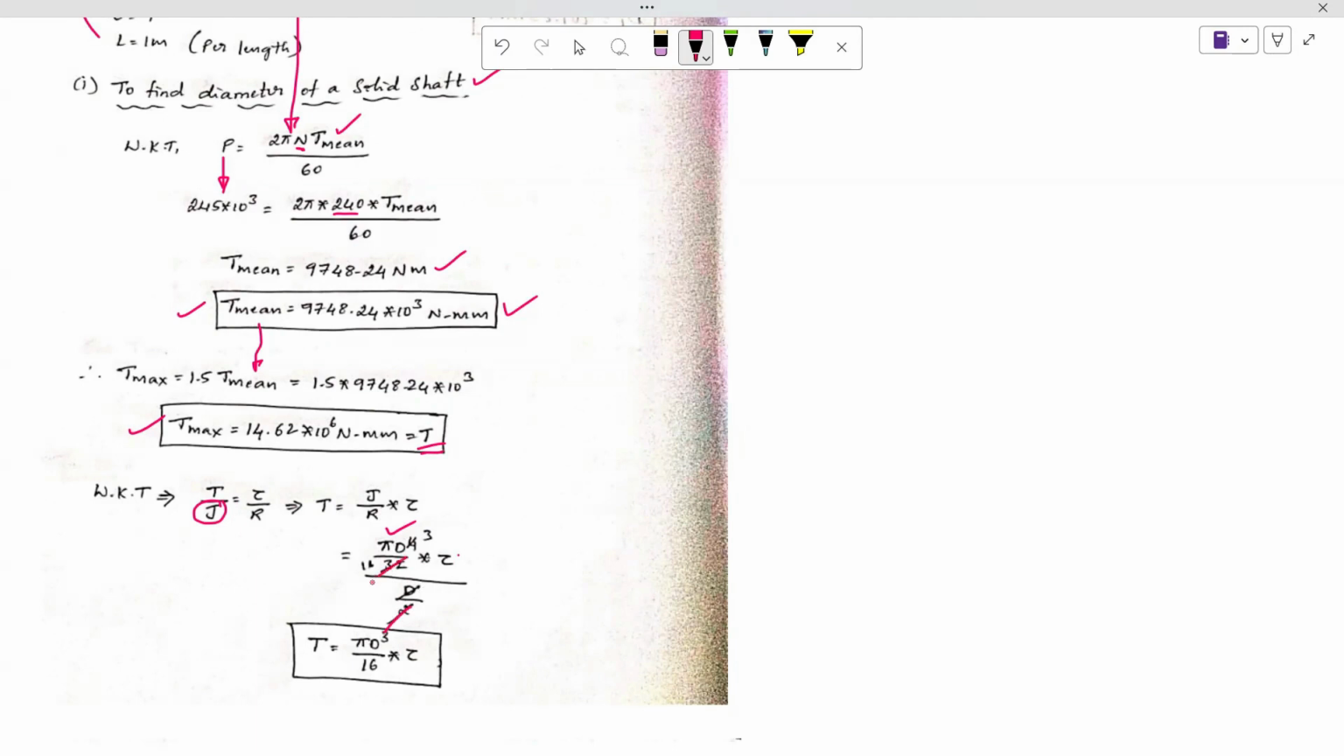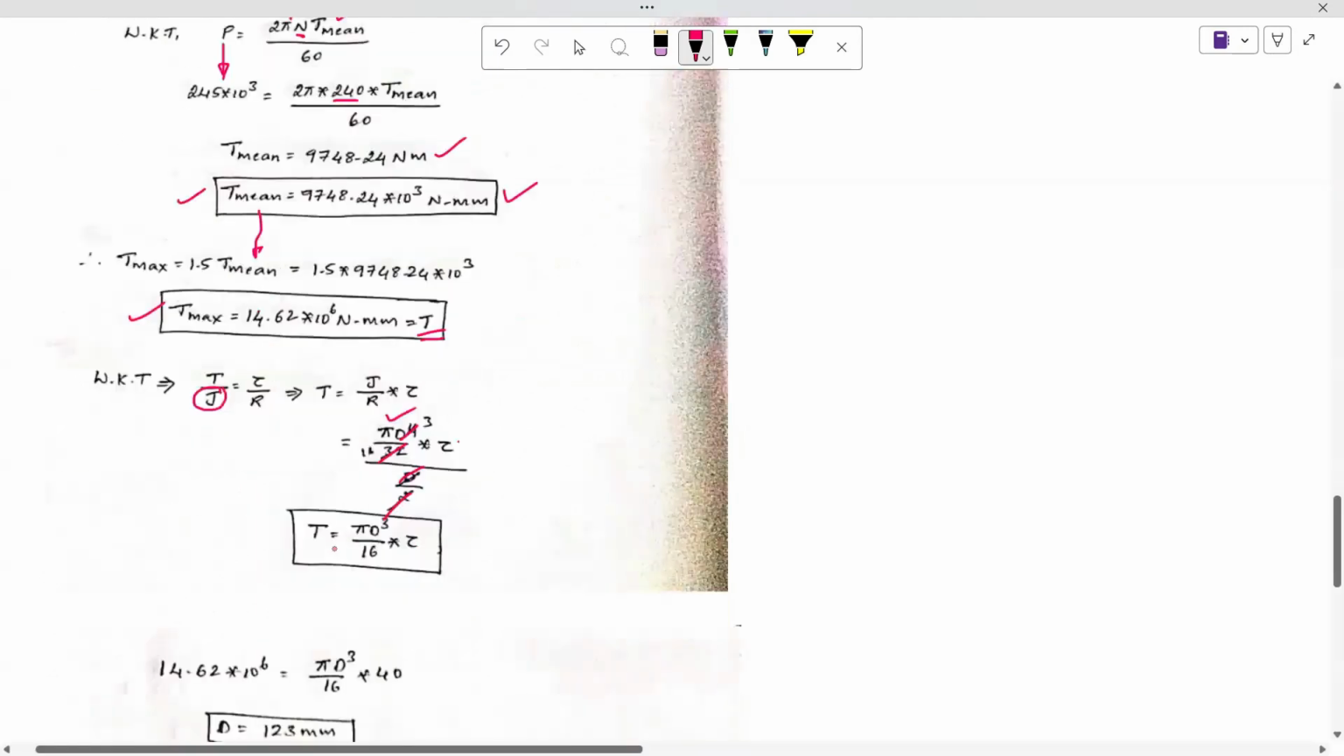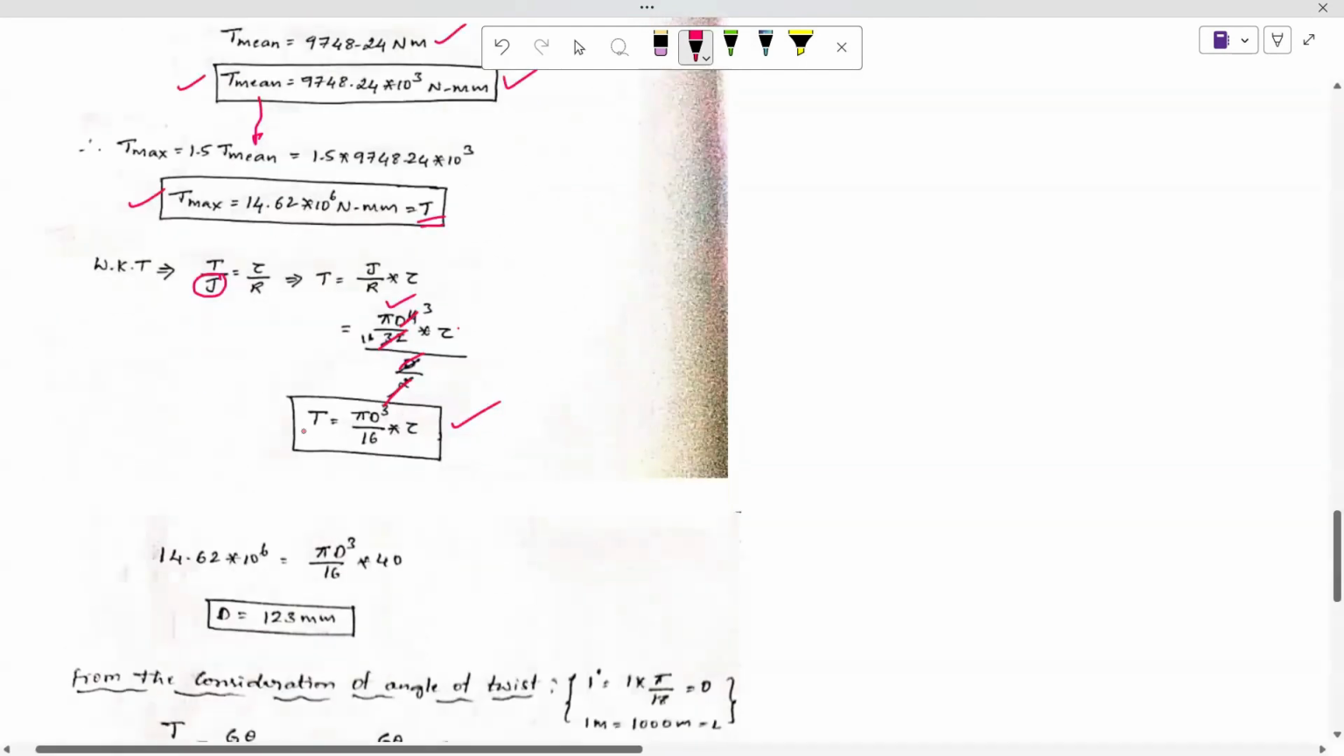So the 2 ones, the 2 16s are D, and here 1 D gets cancelled. The final equation you are going to get for finding the diameter of a solid shaft in terms of torque is T is equal to pi d to the power of 3 divided by 16 into tau. So from this, T on the left hand side is 14.62 into 10 to the power of 6, and on the right hand side, the tau value is 40 Newton per millimeter square.